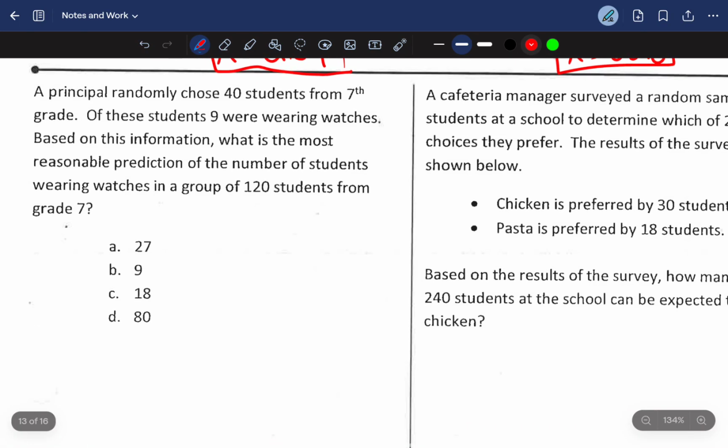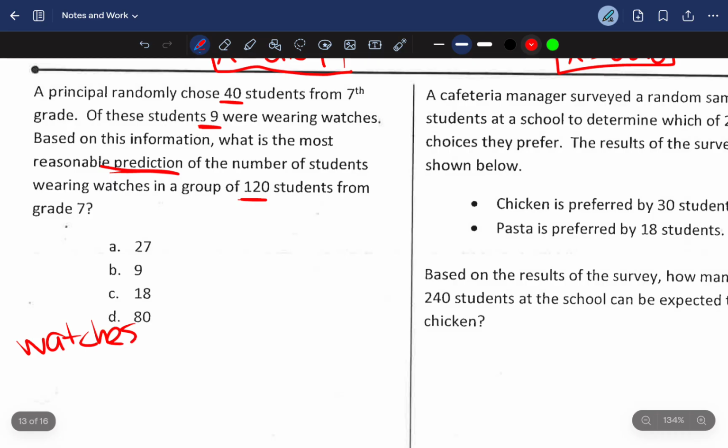It says a principal randomly chose 40 students from 7th grade. Of these students, 9 were wearing watches. Based on this information, what is the most reasonable prediction of the number of students wearing watches in a group of 120 students from grade 7? Well, I know that the principal chose 40 students and 9 of them were wearing watches. And then they want us to make a prediction, because it literally says prediction, in a group of 120 students from grade 7.